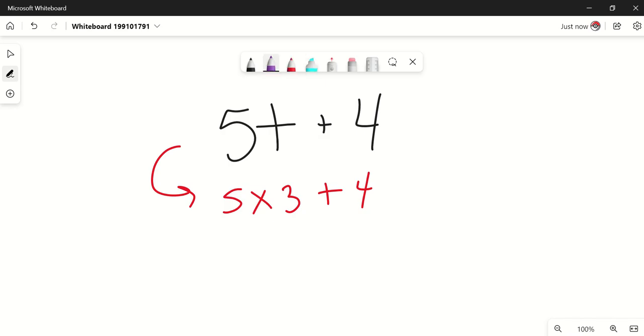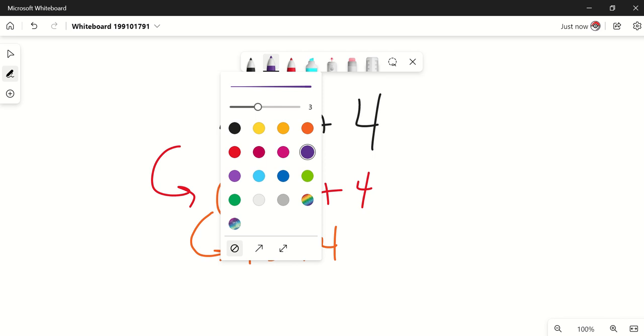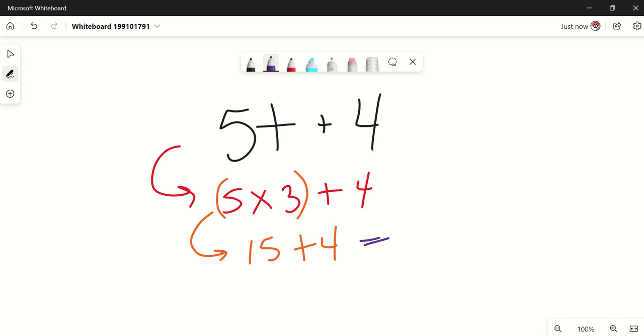PEMDAS tells me I need to do multiplication and division first. So this will become 15 plus 4, because I have to do 5 times 3 first. Once that is done, 15 plus 4 will be 19. Therefore, 5t plus 4 will equal 19. And t would have equaled 3.